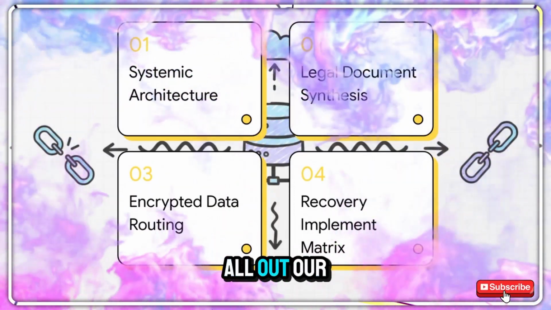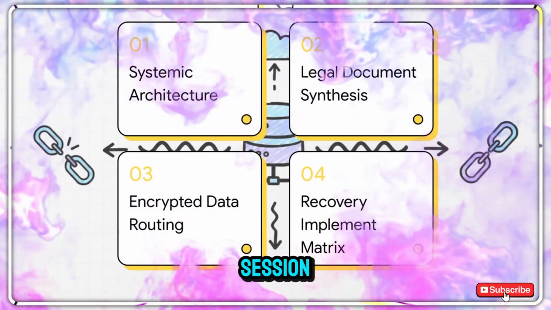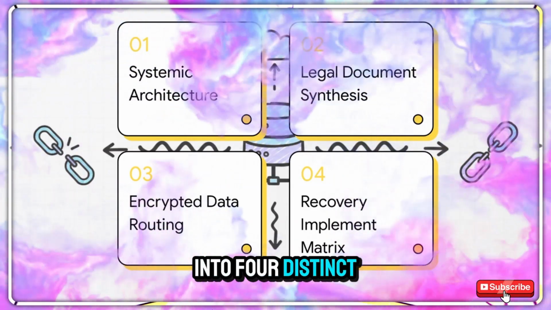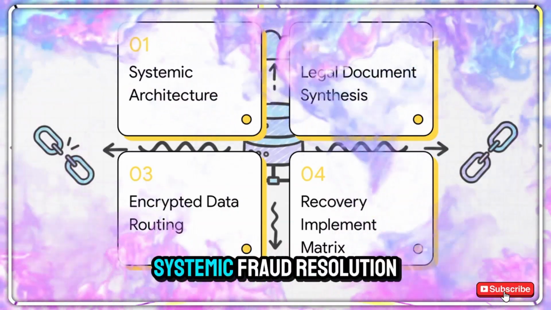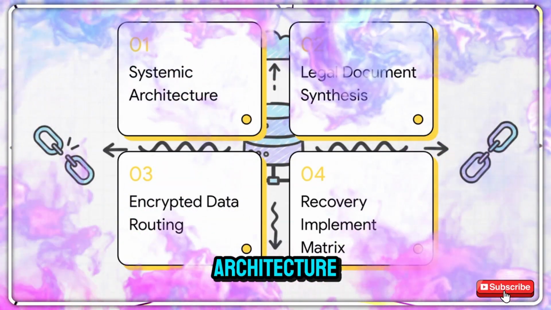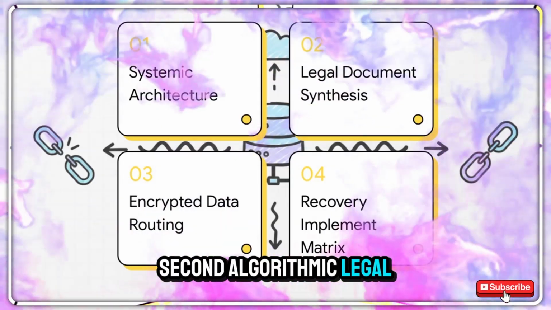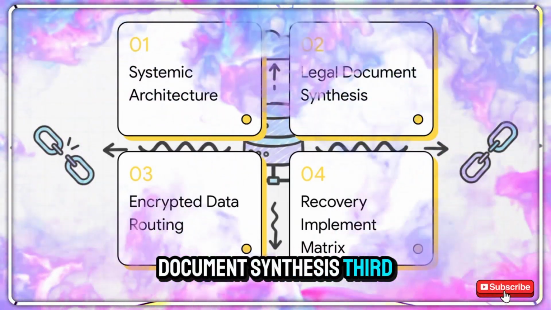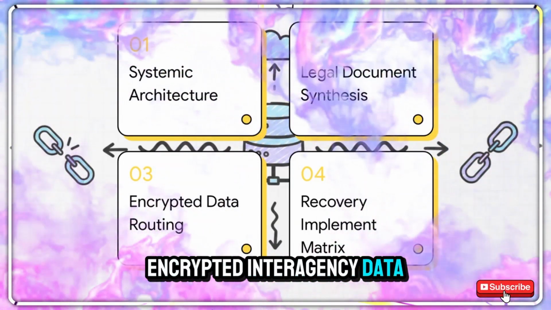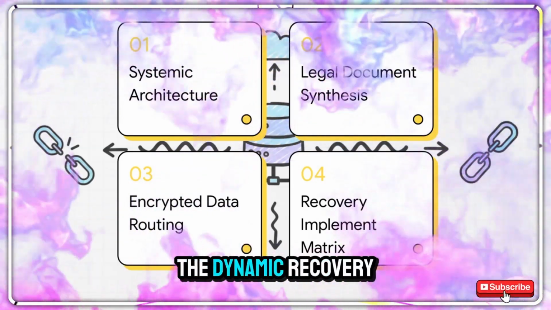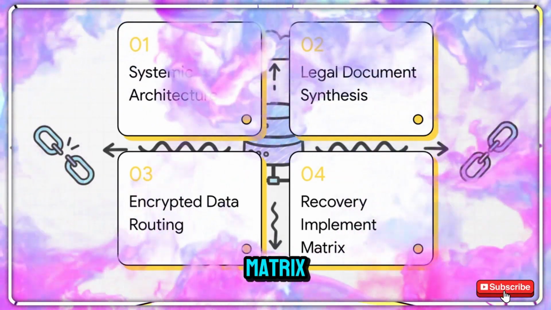To map this all out, our analytical framework for this session is broken down into 4 distinct parts. First, we'll cover the systemic fraud resolution architecture. Second, algorithmic legal document synthesis. Third, encrypted interagency data routing. And finally, we'll look at the dynamic recovery implementation matrix.